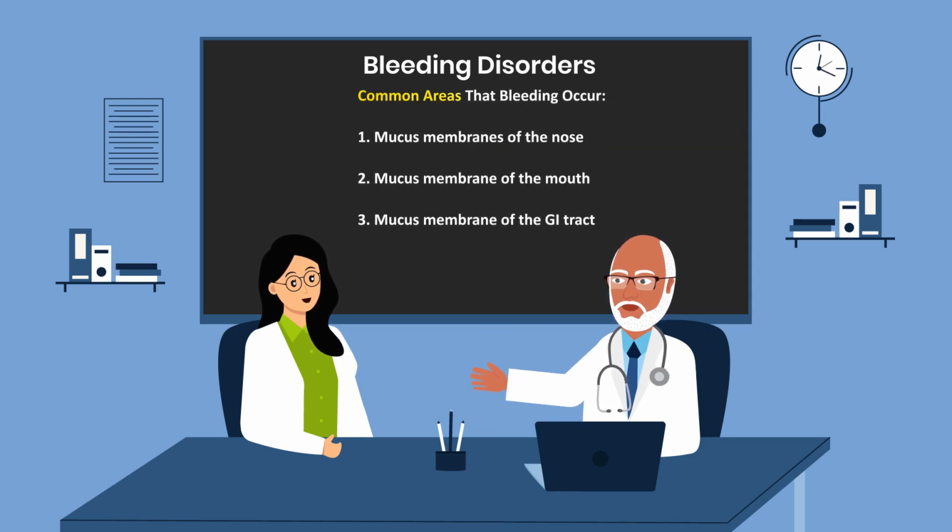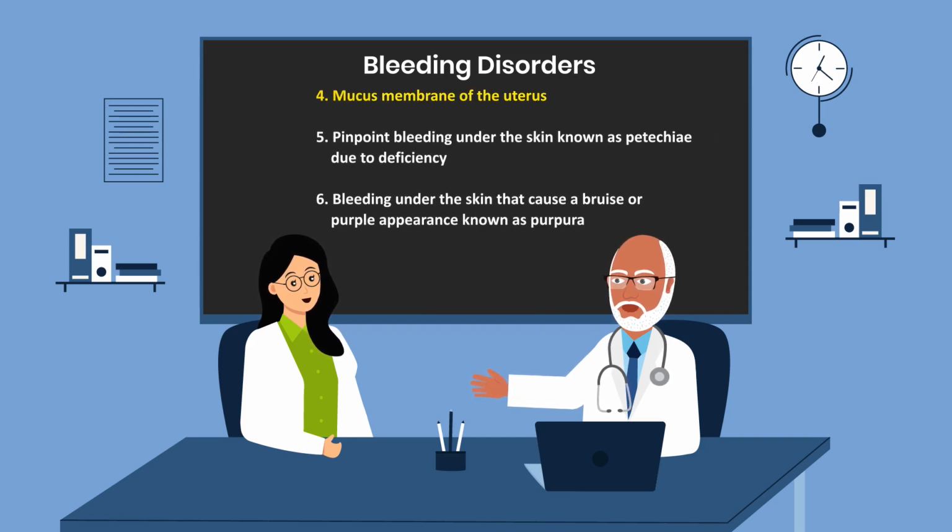What are the common areas that bleeding may occur? Bleeding may occur in the mucous membrane of the nose, in the mucous membrane of the mouth, in the mucous membrane of the GI tract, in the mucous membrane of the uterus, and also when there is pinpoint bleeding under the skin, it is known as petechiae, and this is due to platelet deficiency. Then also bleeding under the skin that causes a bruise or purple appearance is known as purpura.